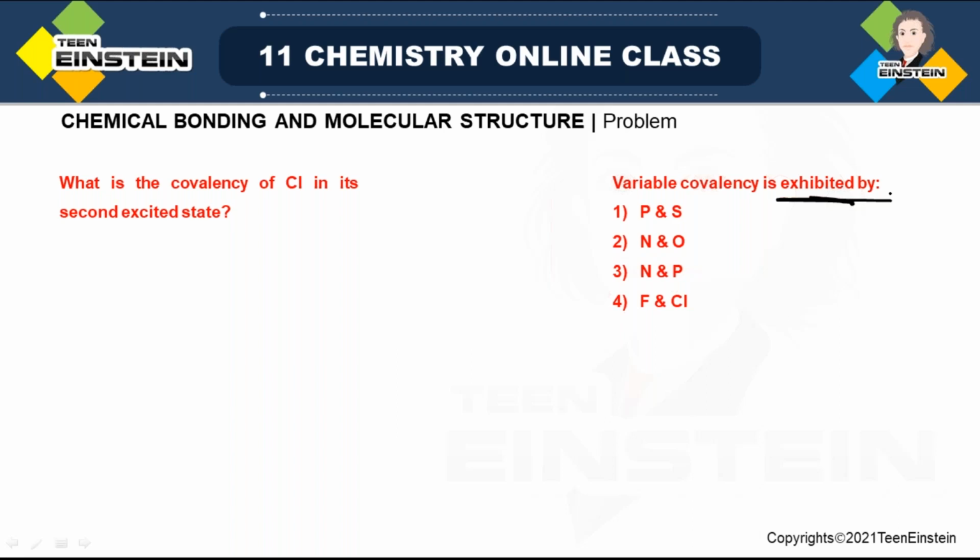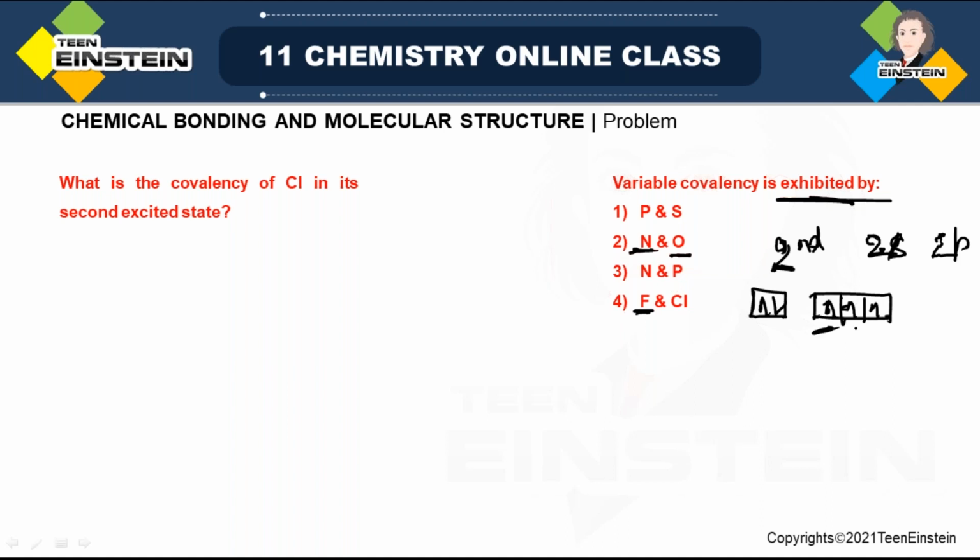Now we have already seen that variable covalency is possible only when the element is not from the second period, because if we consider any second period element, here we have nitrogen, oxygen, then fluorine. These three elements are from the second period. Now in the second period we have only 2s and 2p, only these two. Just take the example of nitrogen. Here the outermost electronic configuration is 2s2 2p3.